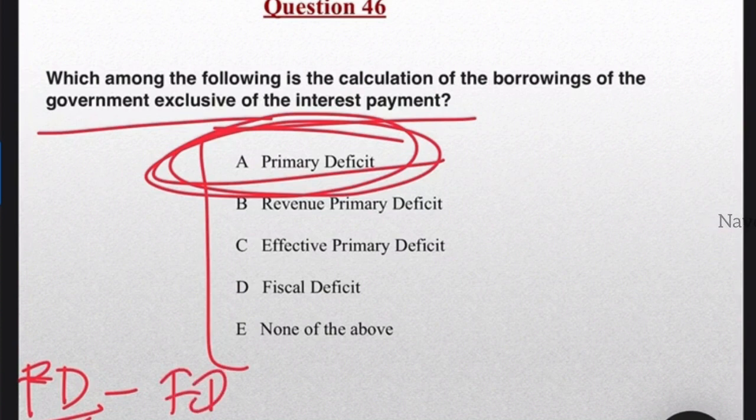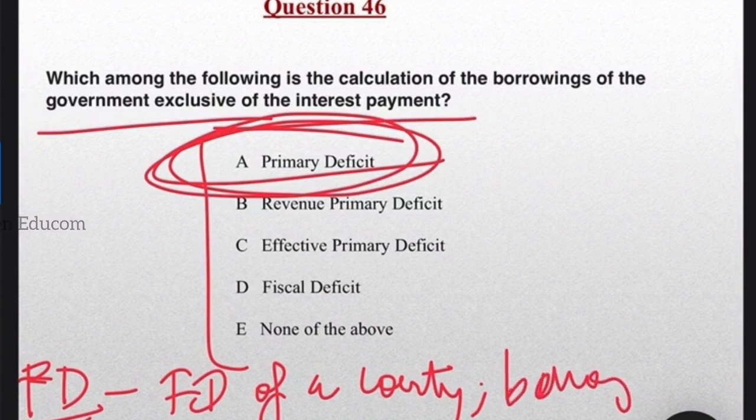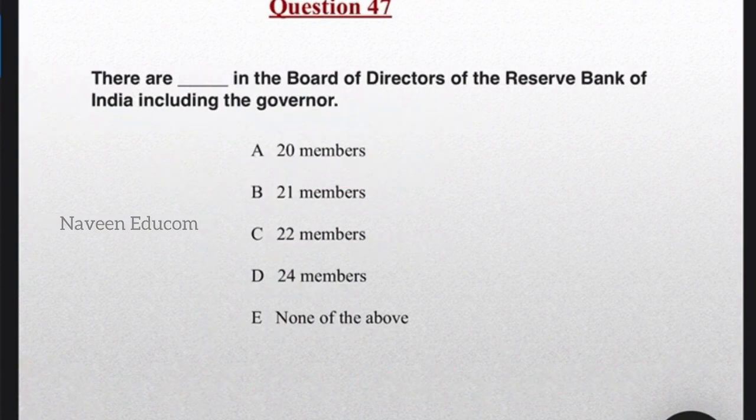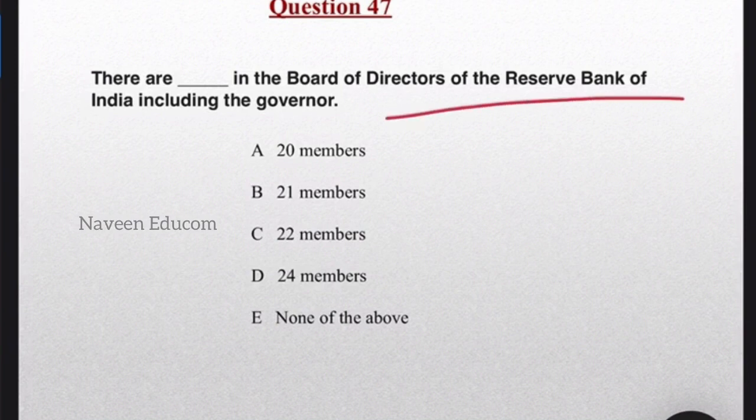PD is defined as the fiscal deficit of a country excluding the interest payments made on the earlier borrowings. It gives us the borrowings of the current year adjusted against the interest payments made for the borrowings in the previous years. So even if you can't fetch the other points, please keep in mind the last point. It gives us the borrowings of the government in a financial year except the interest payment.